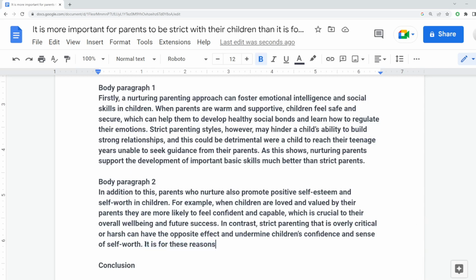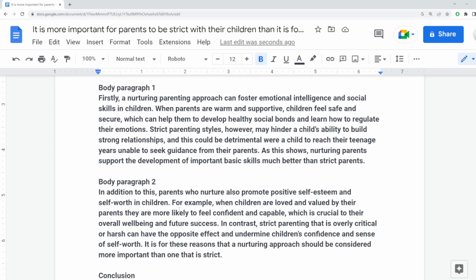So it is for these reasons that a nurturing, now, just want to make sure we're not repeating language too much. A nurturing approach should be considered. And then we'll just go right back up to the essay question and say the word important, just to make sure that that connection to the essay question is clear. More important than. So it is for these reasons that a nurturing approach should be considered more important than one that is strict. Okay?